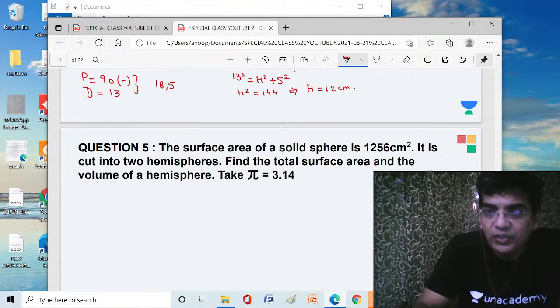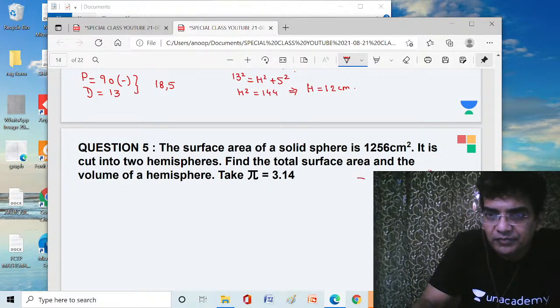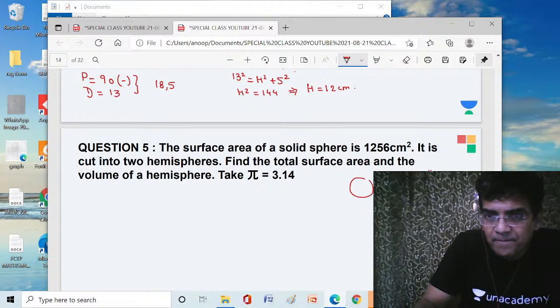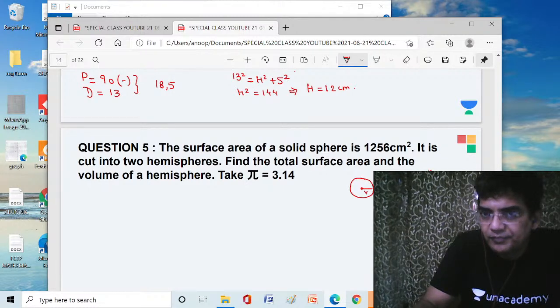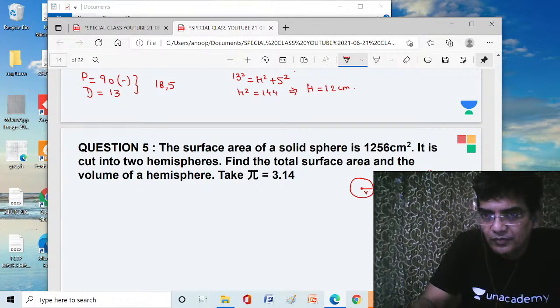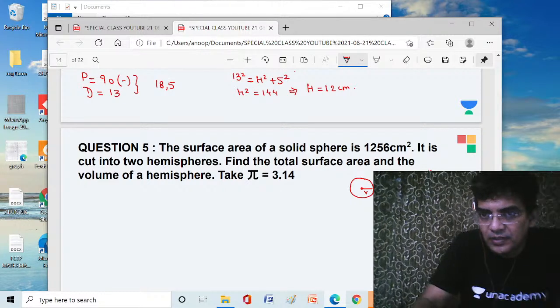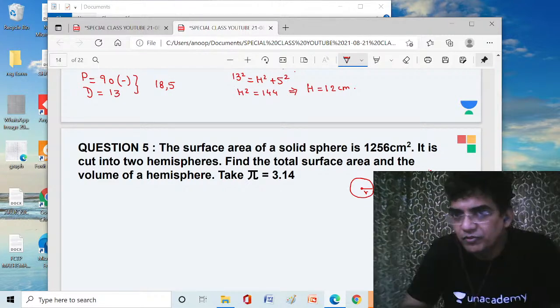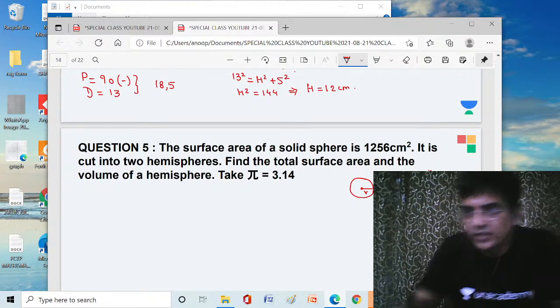Now, a sphere has only one dimension, and that is the radius. So let's see what will be the formula for volume. 4 upon 3 pi r cube. This is the formula for the volume of a sphere. 4 by 3 pi r cube.